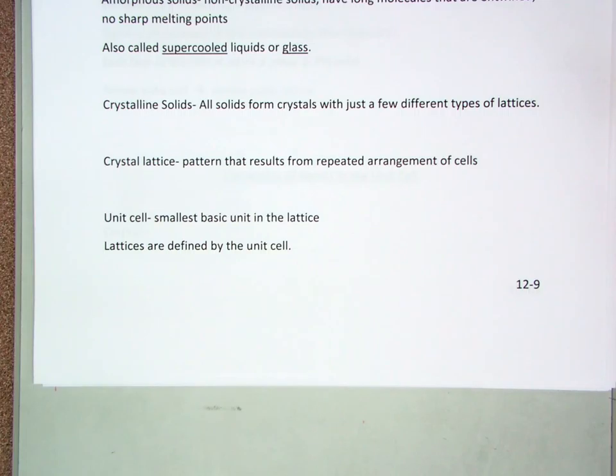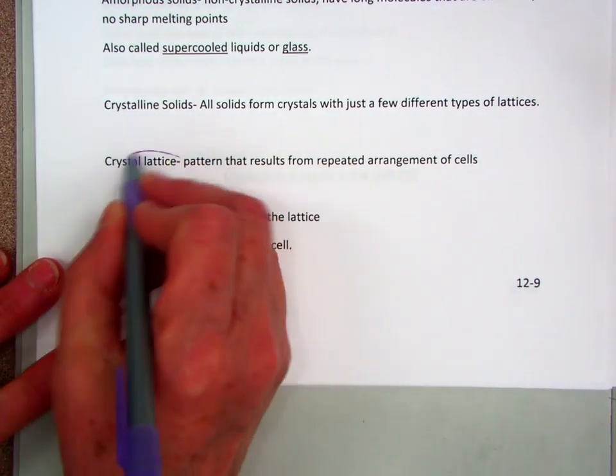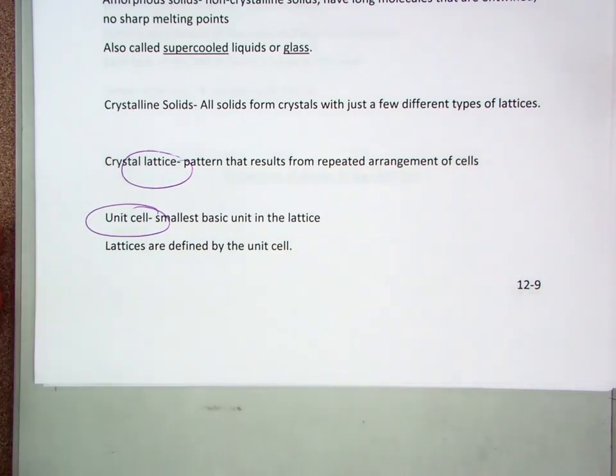And there aren't very many things that are amorphous. So most of our discussion will be on crystalline solids. Now, when we look in crystalline solids, there are lots of different types of crystal lattices. And we talk about the lattice. It is based on the unit cell. The unit cell is the smallest piece in the lattice, and the lattice is defined by that.